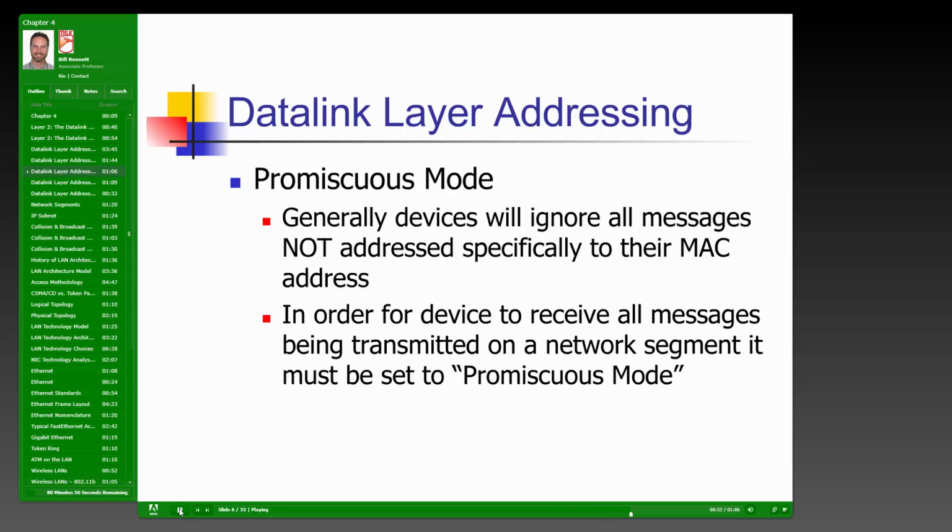So you can actually set a network interface to what is called promiscuous mode, and that allows that particular network interface to receive all of the messages that are being transmitted on a particular network segment.